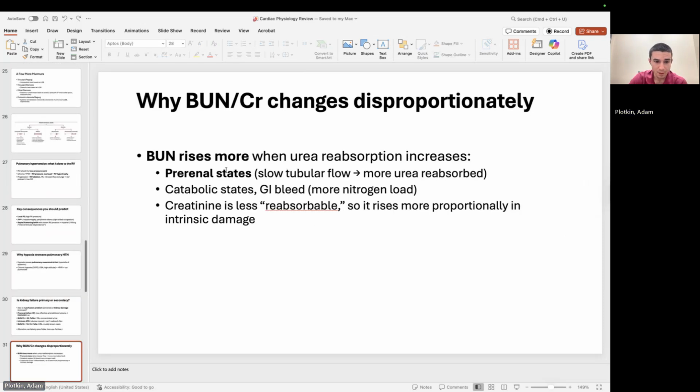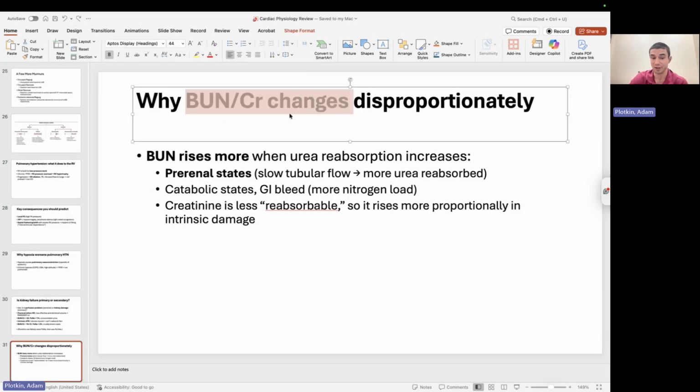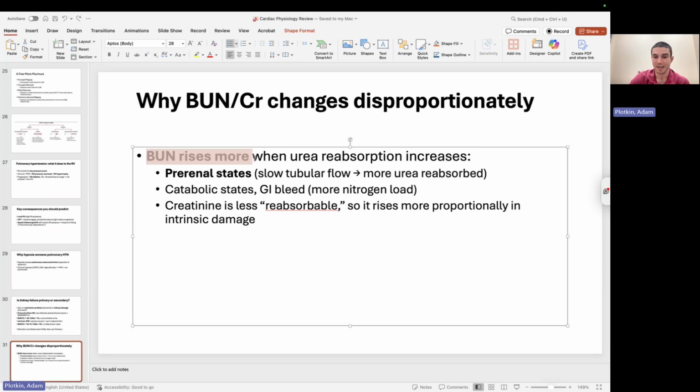All right. Why does the BUN to creatinine ratio change disproportionately? The BUN rises more when the urea reabsorption increases. So in pre-renal states, there's really slow tubular flow because there's less blood getting to the kidney, so it allows more time for the urea to be reabsorbed. I'm not going to talk about these now because that can get too tricky. You guys have done your GI unit. In the GI unit, if the patient has an upper GI bleed, that blood is high, high, high in nitrogen compounds, right?